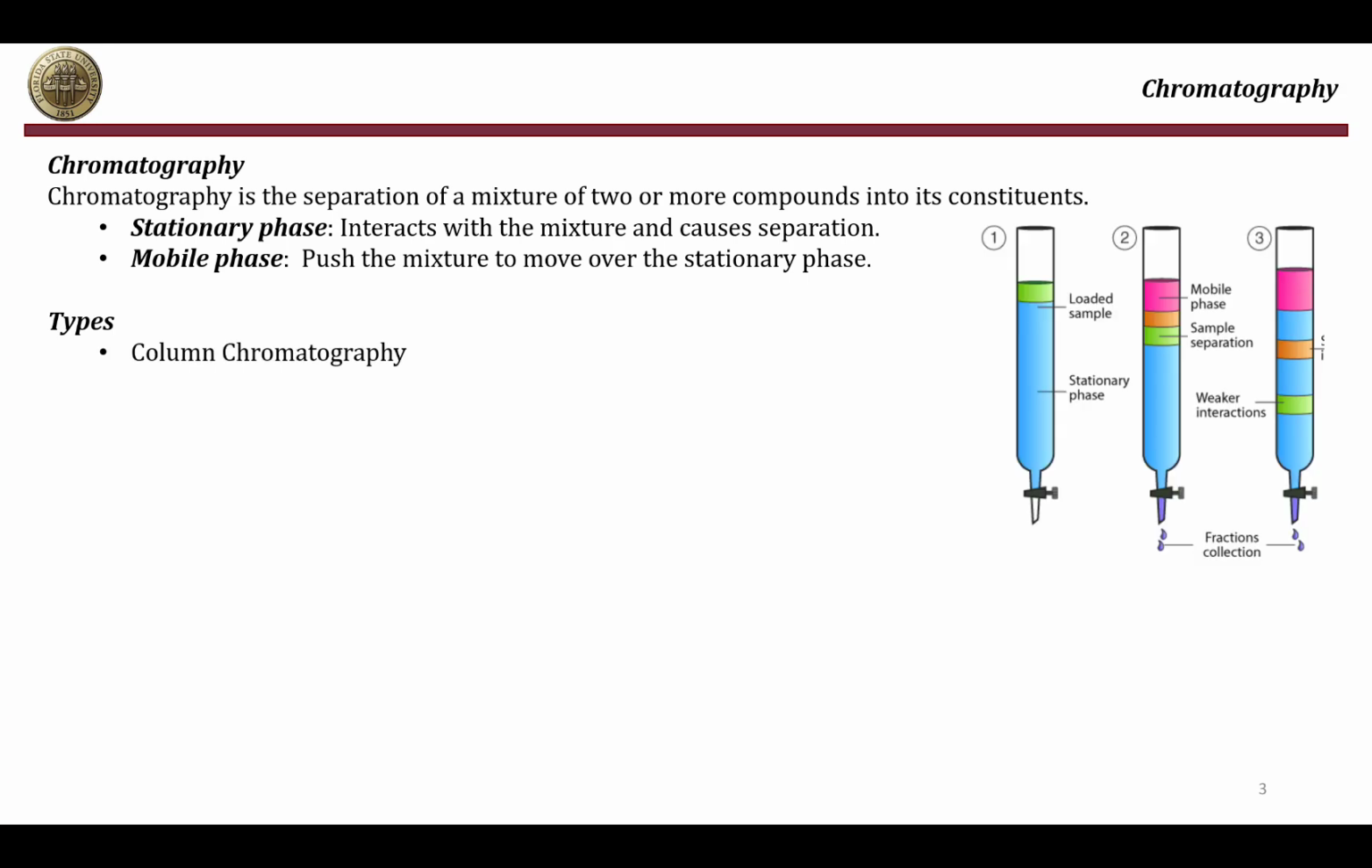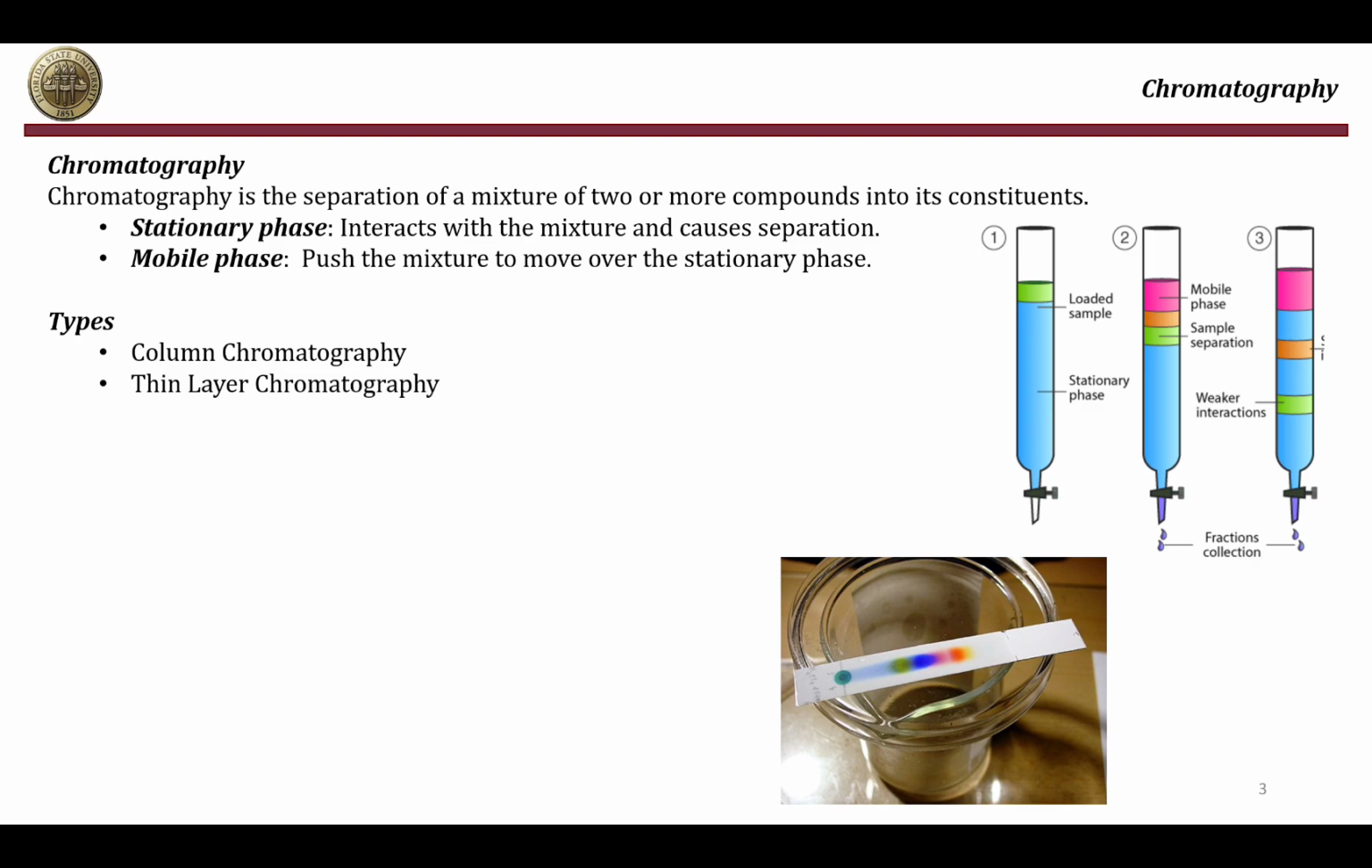In chromatography, we have the stationary phase, which is usually the substance that interacts with the mixture and causes the separation, and we have the mobile phase, which is usually used to push the mixture to move over the stationary phase. There are several types of chromatography, but in this video I will just focus on two of them, which are commonly used in undergraduate organic chemistry labs, and these are column chromatography and thin layer chromatography. In the upcoming sections, we will explain each of these in detail.